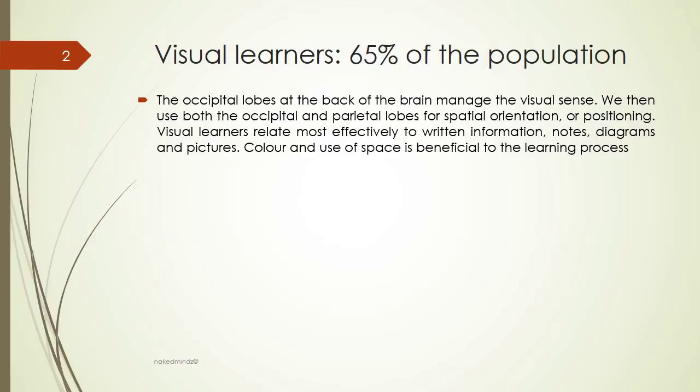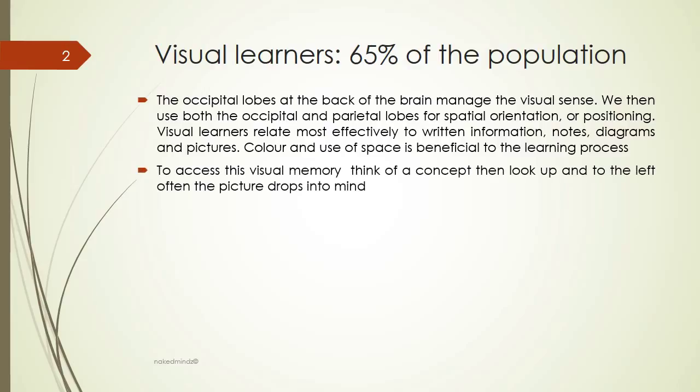How do visual learners learn? Well, the occipital lobes at the back of the brain manage the visual sense. We also use both the occipital and the parietal lobes for spatial orientation or positioning. This means that visual learners relate most effectively to written information, notes, diagrams, and pictures. Color and use of space is beneficial to the learning process.